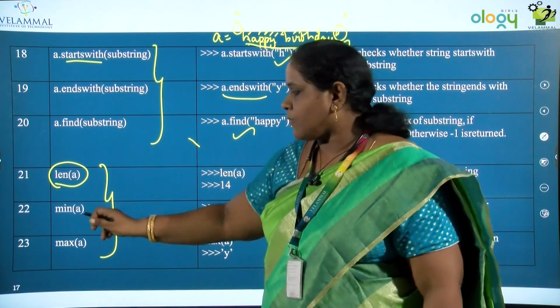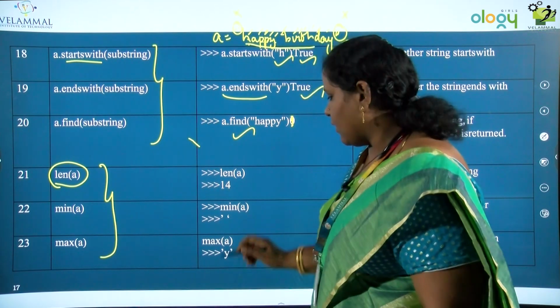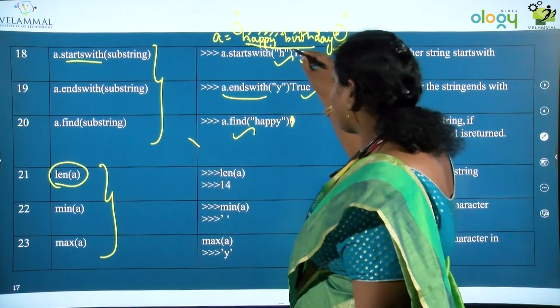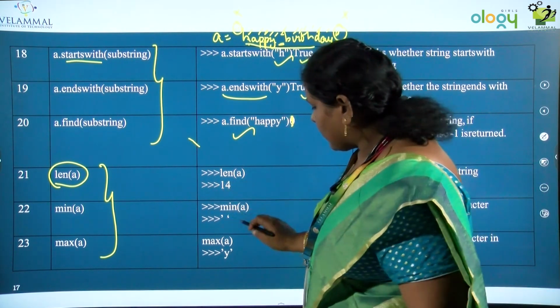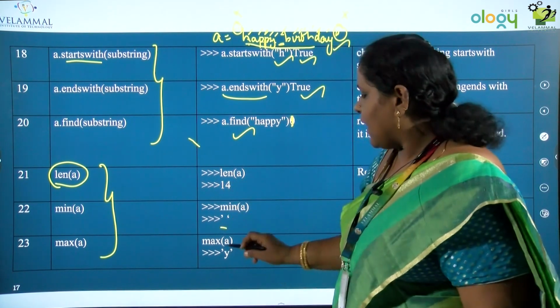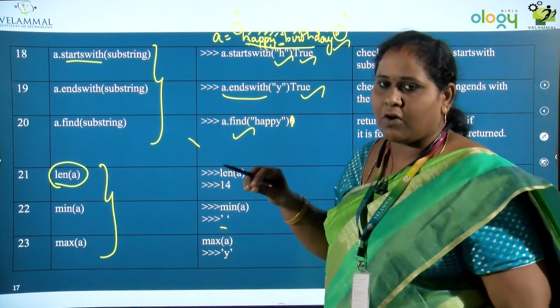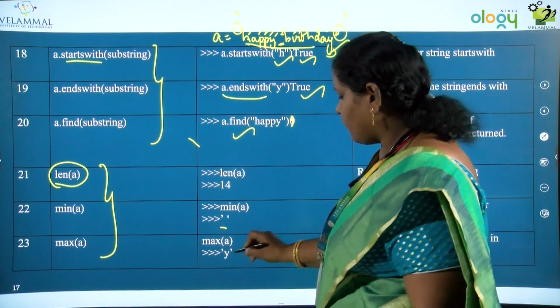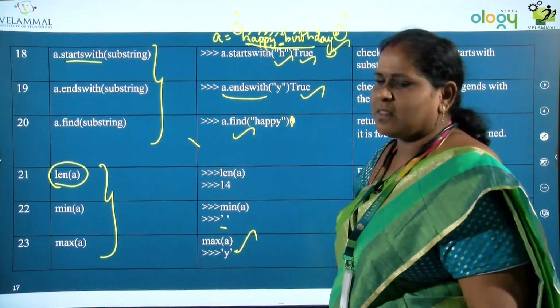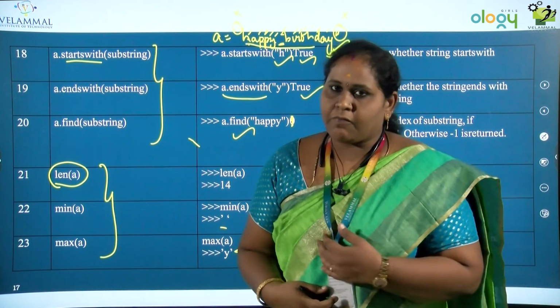And next I'm going to find the min of A and max of A. Min is the minimum element, so here I'm getting the empty space as the minimum element. For the max, in alphabetical order, Y is the last element in this string, so I have got Y for the max. So these are the basic methods which we'll be using very repeatedly for strings.